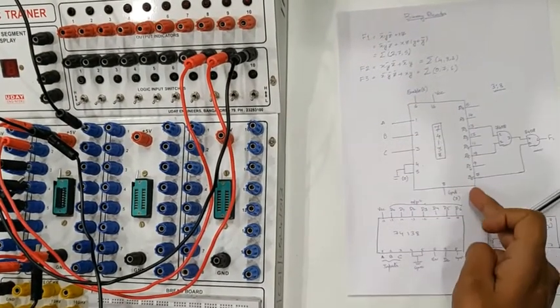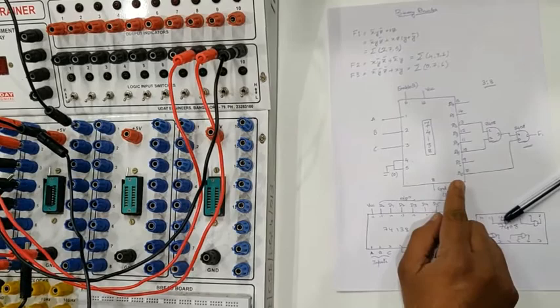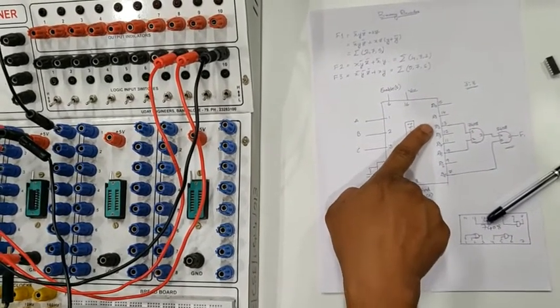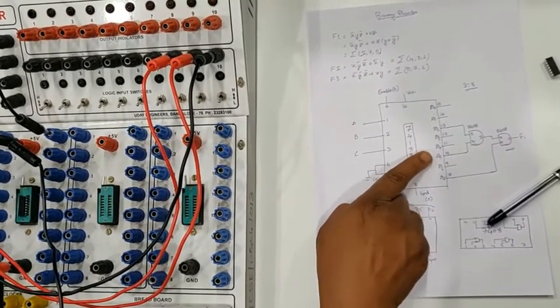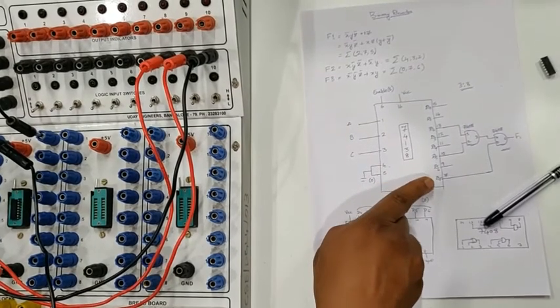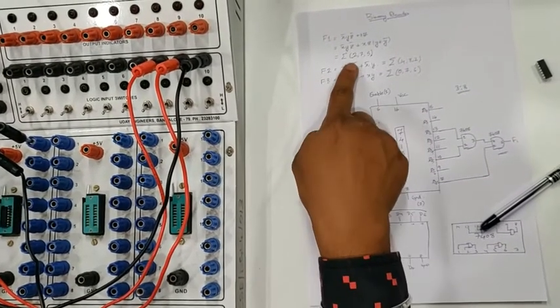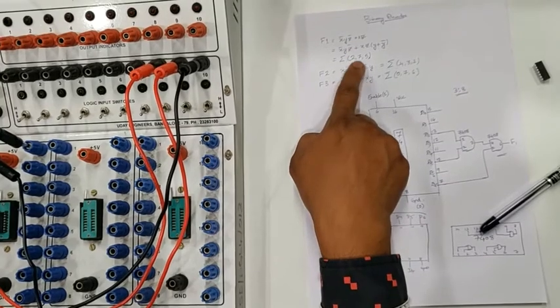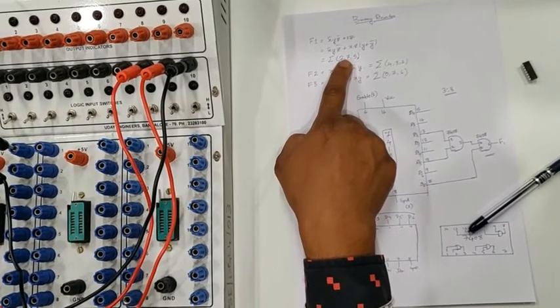Now we need to connect the outputs. Which outputs do we have to use? We have to use only pin number 13, that is D2, pin number 10, that is D5, and pin number 7, that is D7, because we need to get only the minterms 2, 5 and 7. If any one of these minterms is 1, then only the output should be 1.